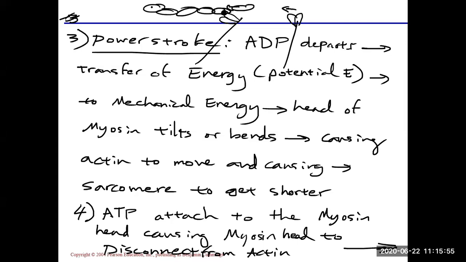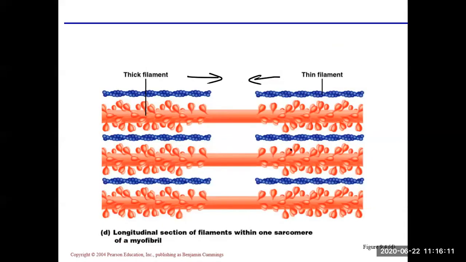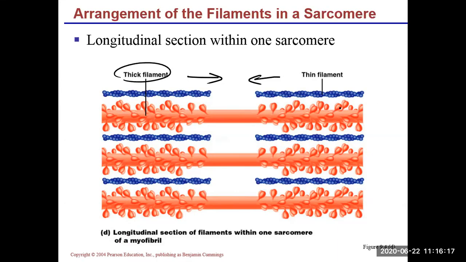Now, it's not just one. Other myosin heads can do the same thing nearby as well. So this is called a power stroke. If we take a look at this diagram right here, you could see many of the thick filament heads start attaching here, and here, and here. Same thing here. So once they get connected, they can tilt the head. Once they tilt the head, you can see what happens.